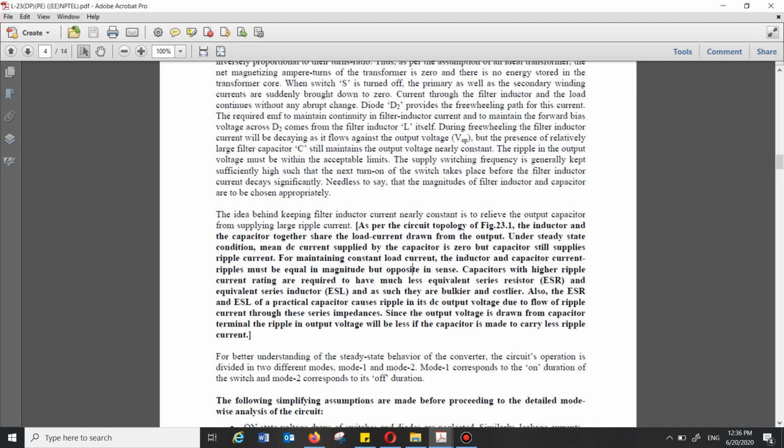Capacitors with high ripple current ratings are required to have much lower equivalent series resistance and equivalent series inductance, and they are bulkier and costly. The equivalent series resistance and equivalent series inductance of a practical capacitor cause ripples in the DC output due to the flow of ripple current through these series impedances.